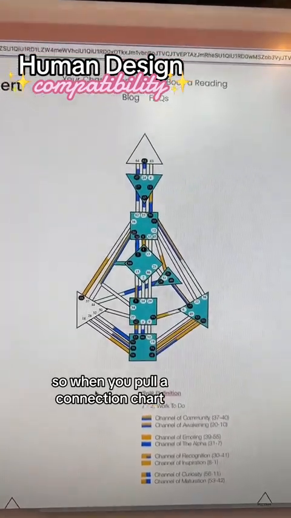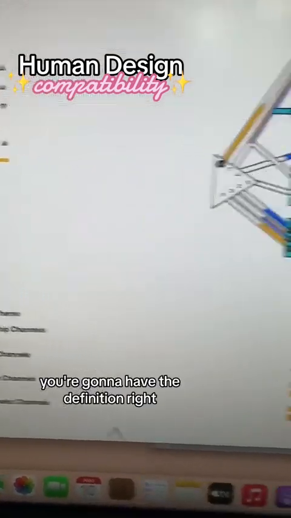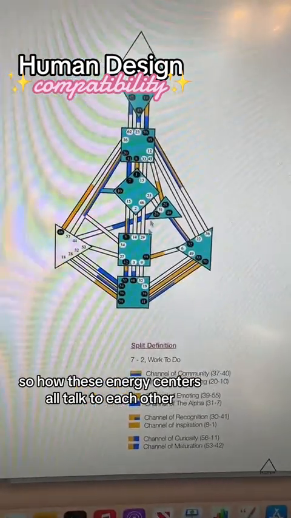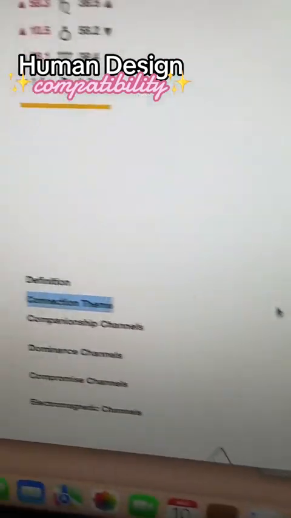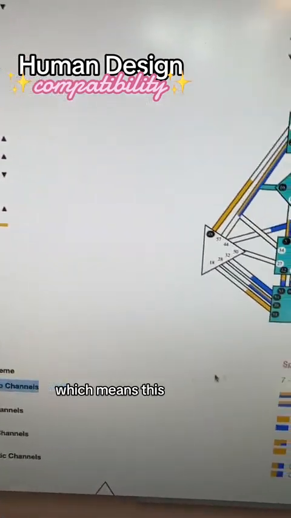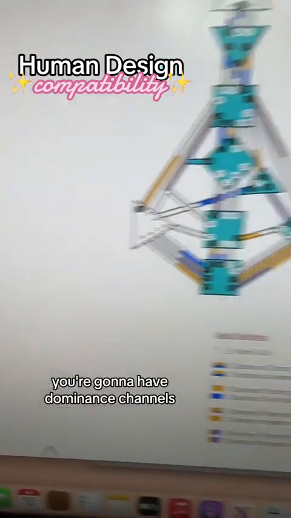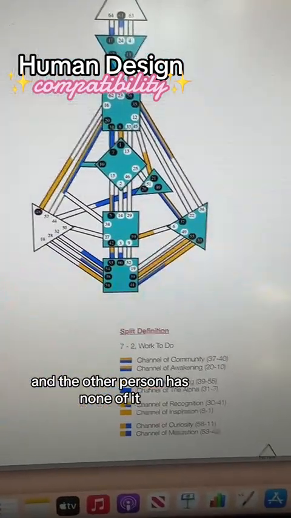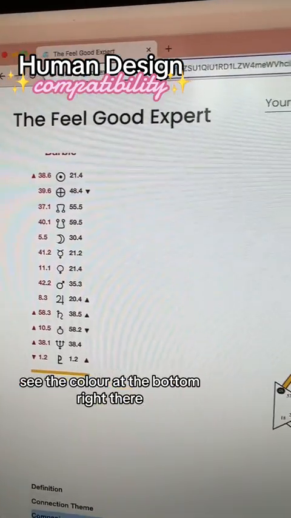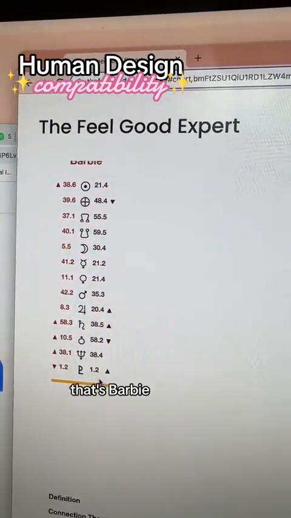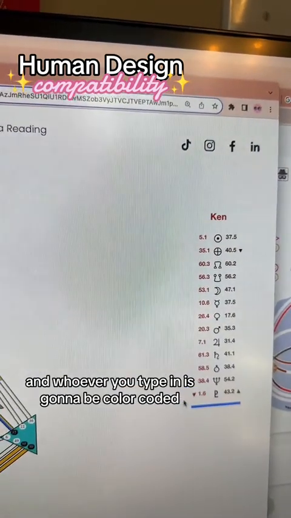So when you pull a connection chart, you're looking at about 6 things overall. You're going to have the definition, so how these energy centers all talk to each other. You're going to have the connection theme, which means how many of these are colored in. You're going to have companionship channels, which means these are channels that each person has the full channel. You're going to have dominance channels where one person has the full channel and the other person has none of it. And see, it's color coded, by the way, right here. See the color at the bottom right there? That's Barbie. Anything in yellow is Barbie, and anything that is in blue is Ken. And whoever you type in is going to be color coded.